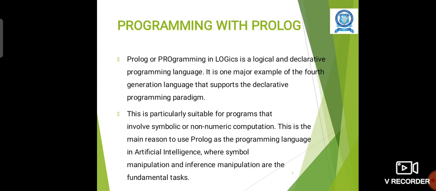Programming with Prolog. Prolog is a logical and declarative programming language. It is one major example of a 4th generation language and supports the declarative programming paradigm. It is particularly suitable for programs that involve symbolic or non-numeric computation. This is the main reason to use Prolog as the programming language in artificial intelligence, where symbol manipulation and inference manipulation are the fundamental tasks.